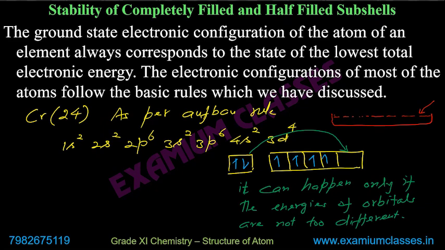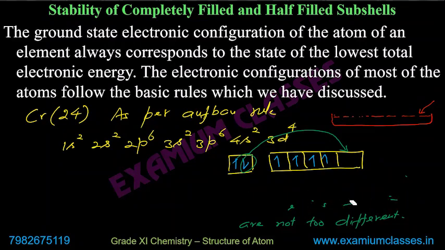And in 4s and 3d, the energies are actually very close. In reality, the energies are very close. So whatever energy is here, almost the same energy is here. So these are called degenerate orbitals. In such cases, movement of electron from one orbital of one shell to another orbital of another shell is possible. Now, if I consider this case, this explains the actual configuration of chromium.